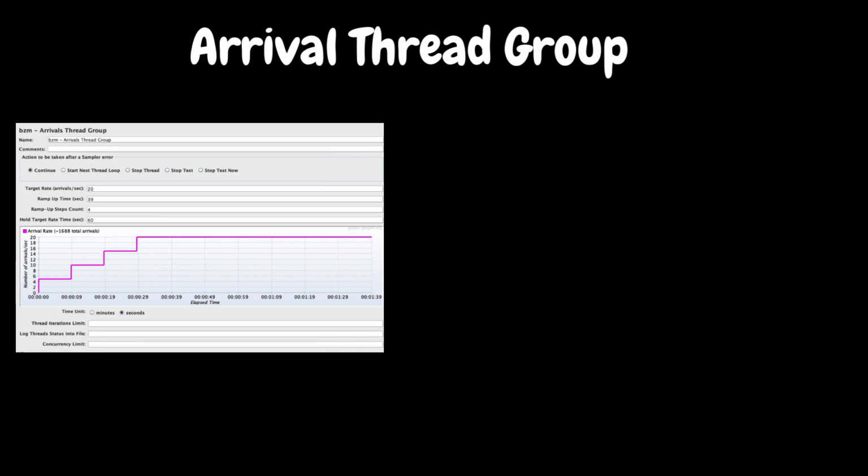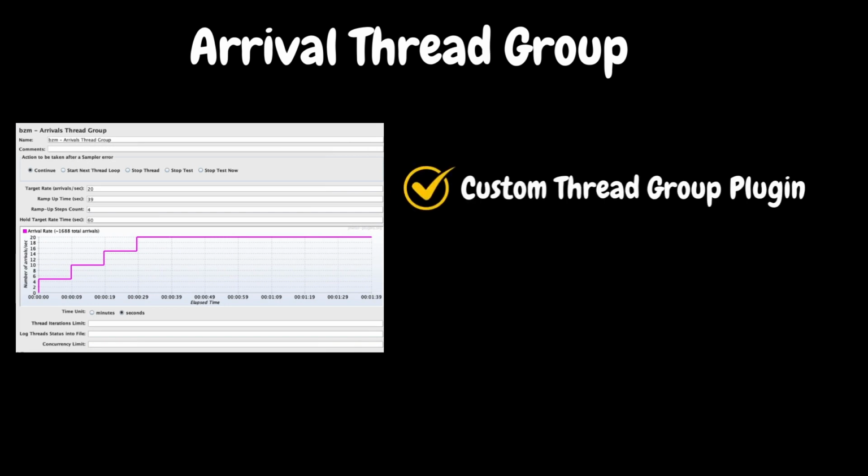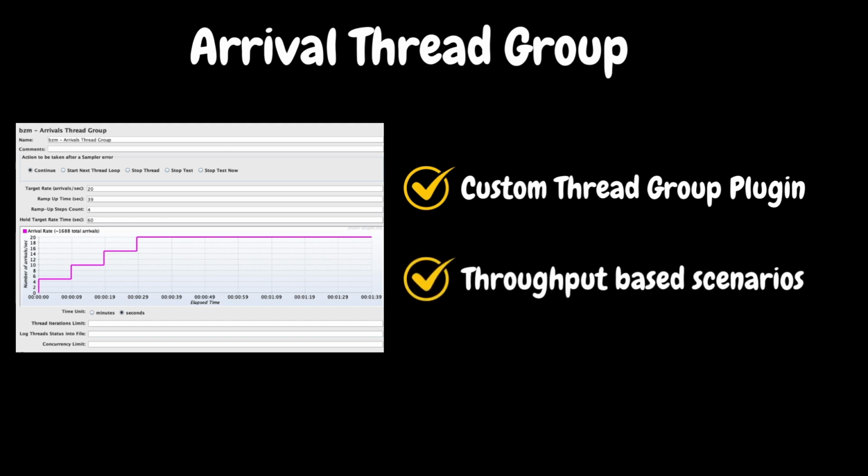Next, we have arrival thread group. This is not a standard thread group element, and to add this element, you will need to install the custom thread group plugin first. Okay, this element is suitable for throughput based scenarios. We can define the throughput or arrival rate, and JMeter will manage the thread creation to meet the targeted throughput. It will create new threads if all existing threads are busy in the middle of iterations. So we need to be careful with the values as it may increase the concurrency. For some reason, if we want to limit the concurrency, we can also do that using the concurrency limit configuration.